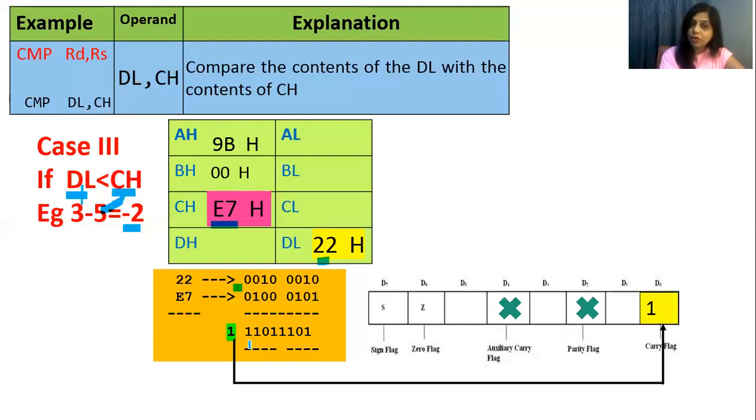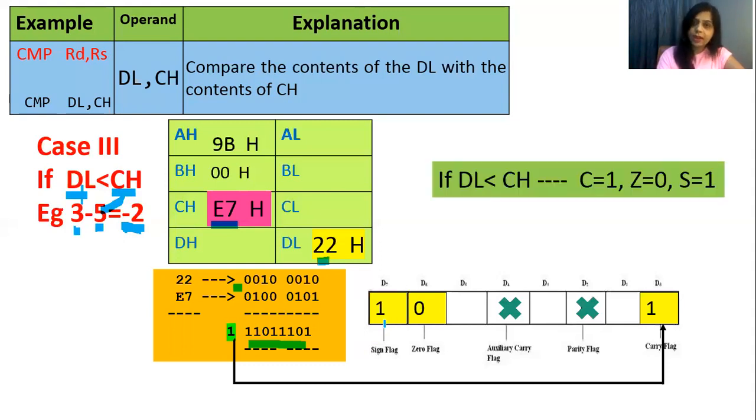Now the result of the operation is non-zero. If the result of the operation is non-zero, the zero flag will be 0, and the result is negative. The result is negative because we are subtracting a bigger number from a smaller number, and if the result is negative, the sign flag is 1. That means if DL holds a smaller number than CH, then we will get this particular pattern of flags.